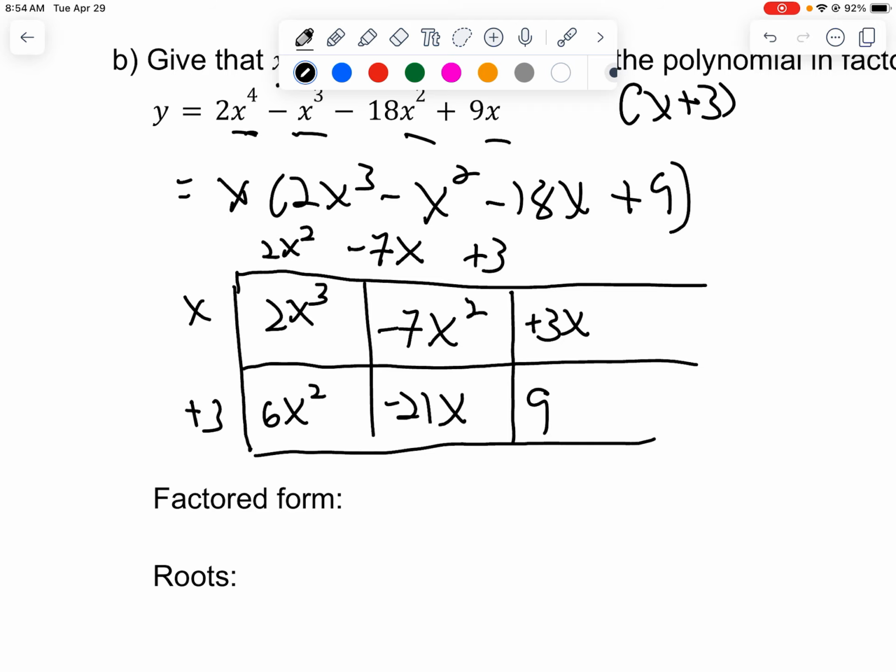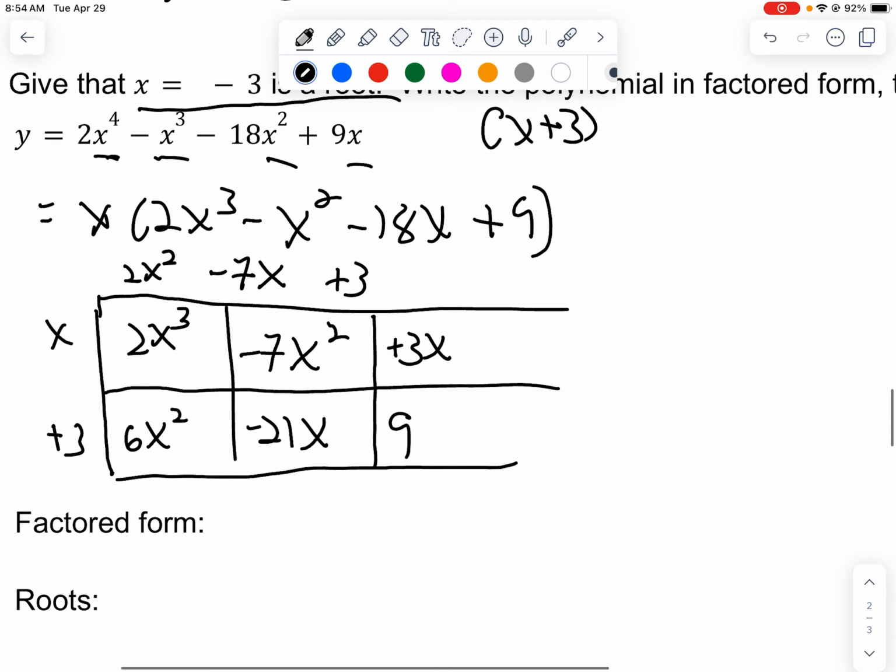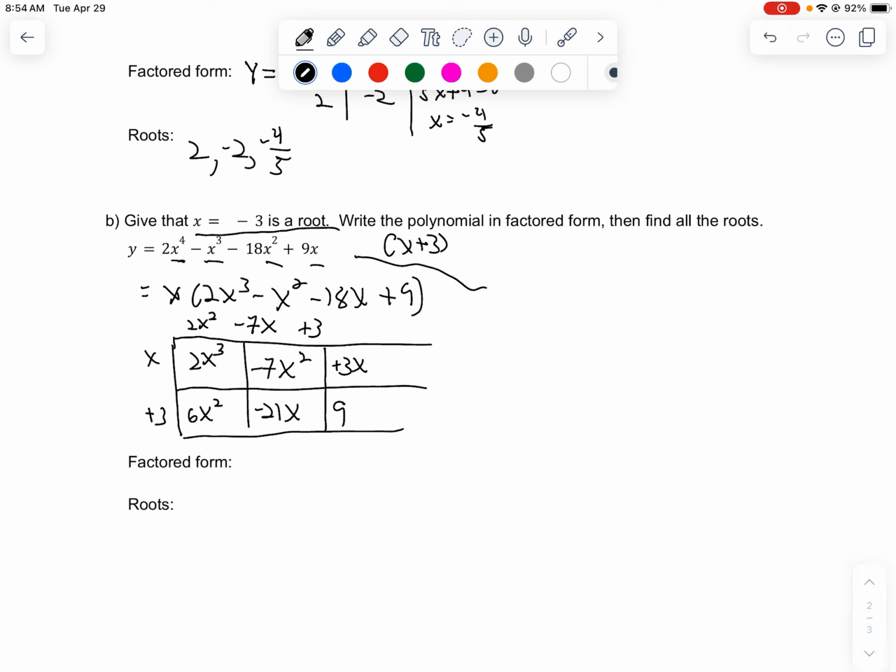All right, so now we can rewrite this as x plus 3, and then 2x squared minus 7x plus 3.